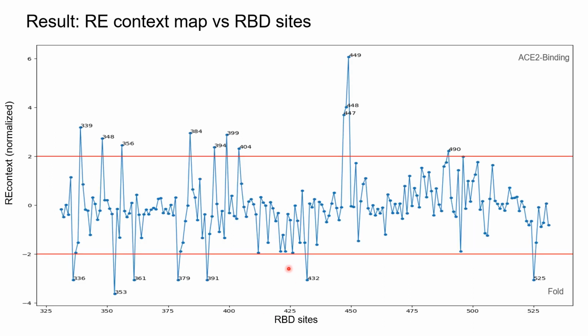So here is the result of the RE context map, with the x-axis representing the RBD codon sites and the y-axis representing the normalized value of the RE context. The upper half of the plot shows the sites which are important for ACE2 binding, and the lower half of the plot shows the sites which are responsible for fold.